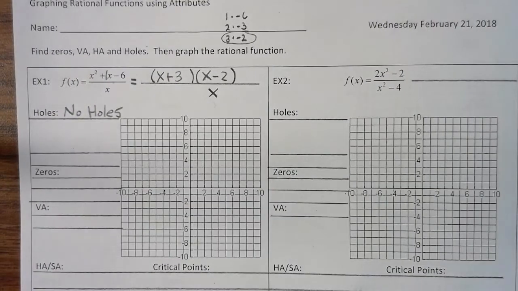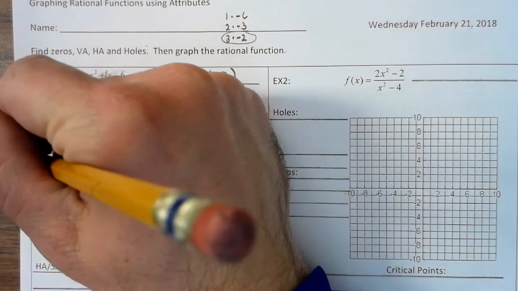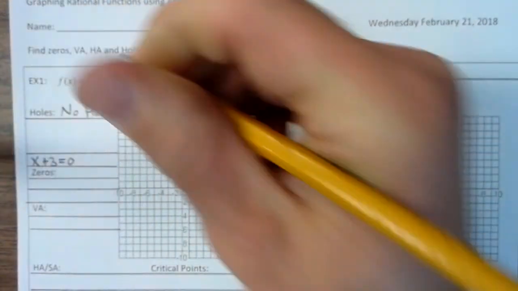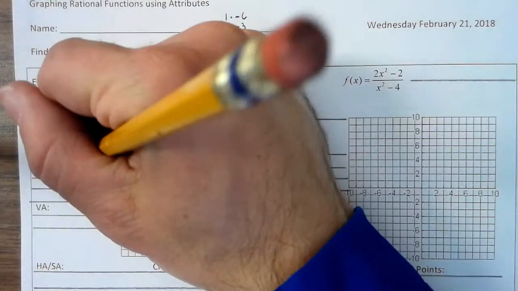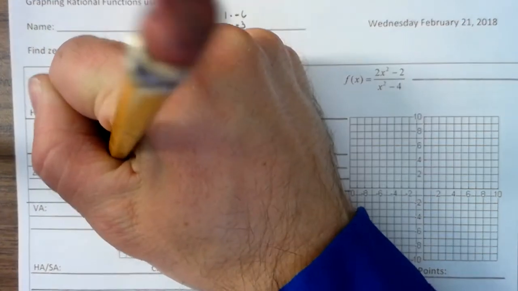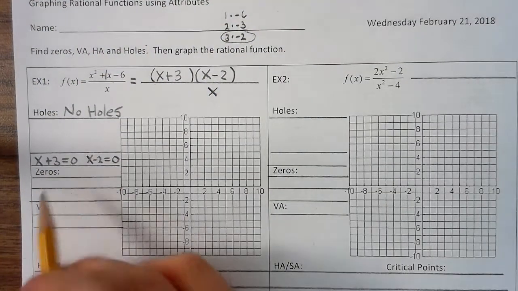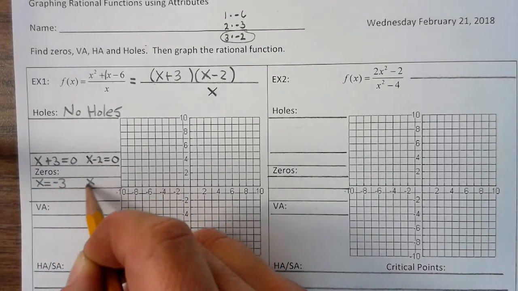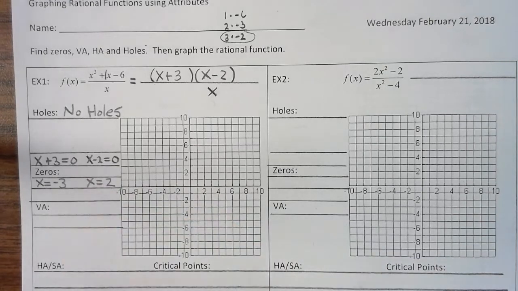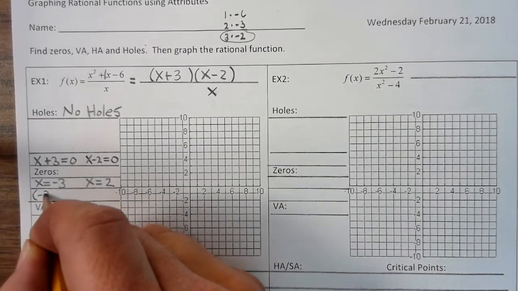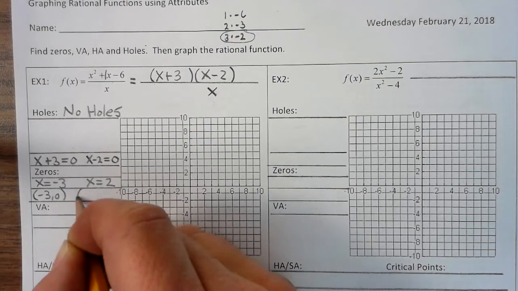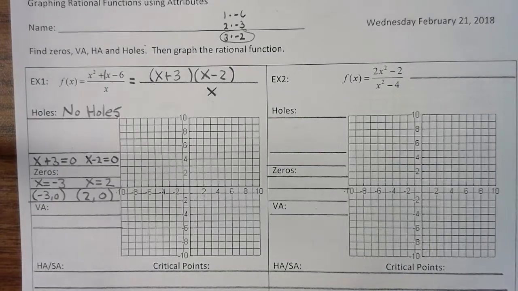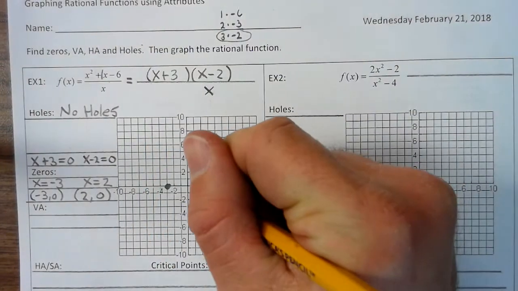All right, now for the zeros, you set x plus 3 equal to 0 and x minus 2 equal to 0. So you subtract 3 from both sides, so x equals -3. Add 2 to both sides, x equals 2. Now remember, these are points, so that's -3, 0 and 2, 0. So let's graph those. So -3, 0 and 2, 0.